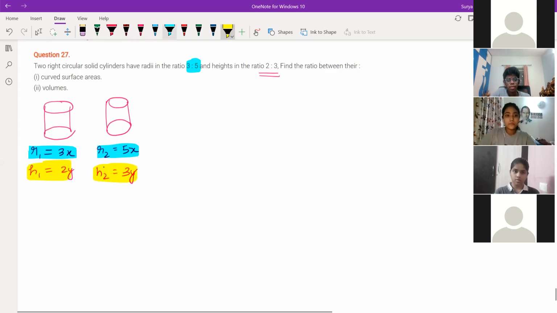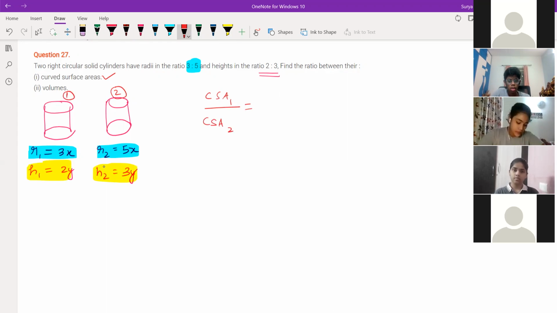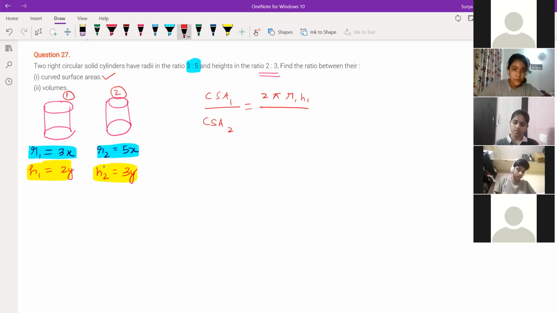No, sir. Now find the ratio between their curved surface areas. CSA of the first cylinder, this is the first one and this is the second one, divided by CSA of the second one. So tell me, children, fast. This is very easy. 2 pi R1 H1. We got 6 and 15. 6 by 15 is the answer. Is it 6 by 15? Yes. Okay. You can cancel further also, right? Yes. 2 by 5. So 2 will get cancelled, pi gets cancelled.